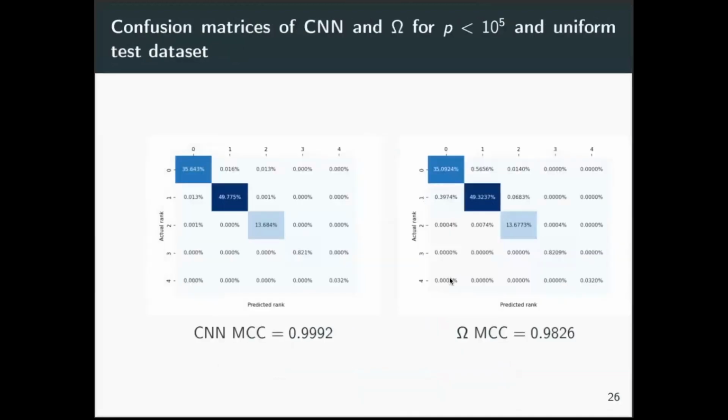Okay, so you can see here that both networks are doing really well. This is the confusion matrix, and as you can see, there are almost no mistakes in the classification, almost perfect classification. The omega network is also doing very well. This is the case when P is less than 10,000.